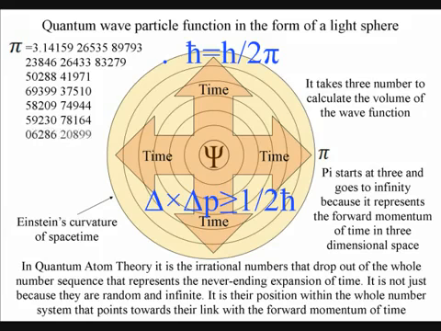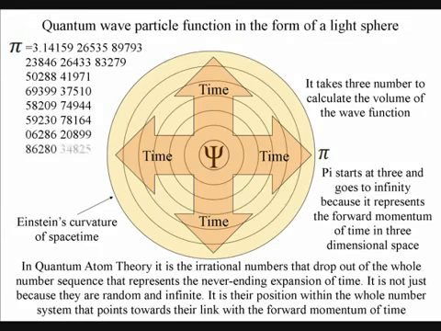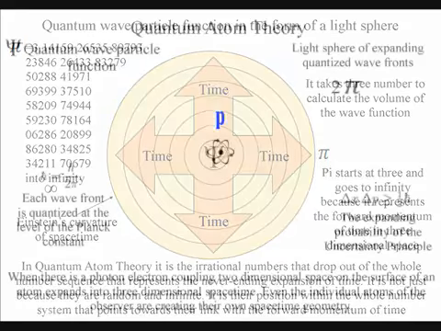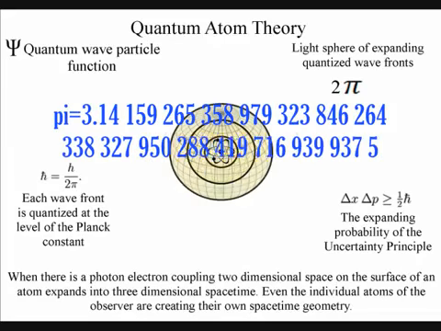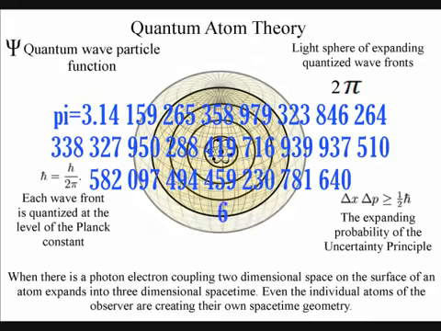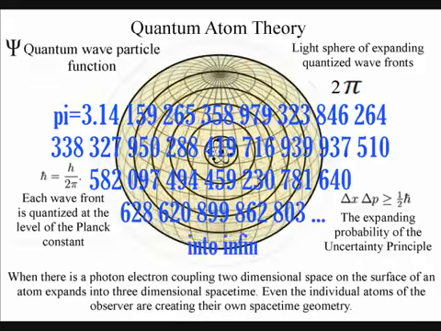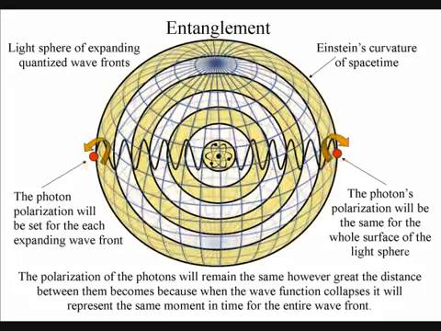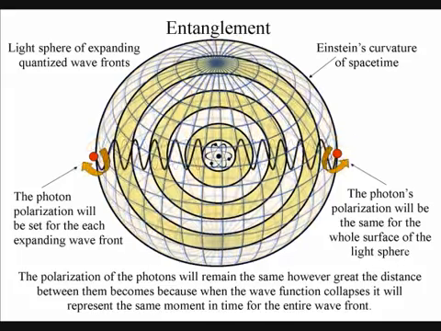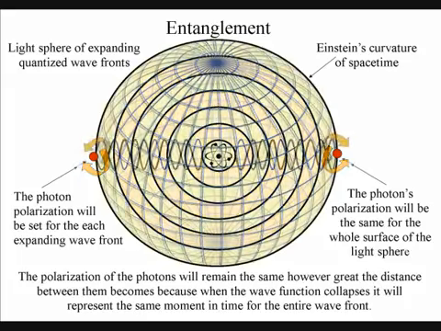There is always the same amount of even and odd numbers in the continuous sequence of pi, just as if you continuously tossed a coin, you would create a sequence of numbers with the same amount of odd and even numbers, or heads and tails. The polarization of light will be the same for the entire surface of the light sphere, creating quantum entanglement and the symmetry and geometry of space-time.